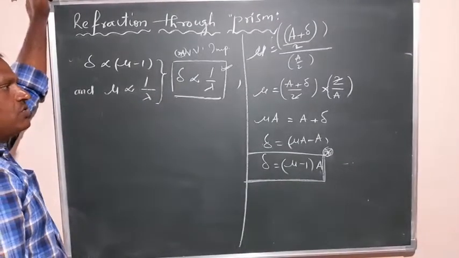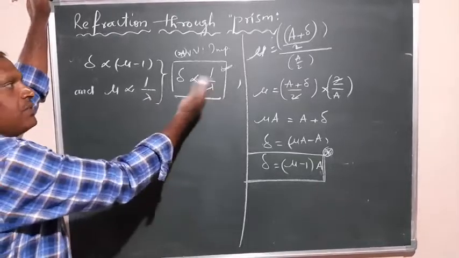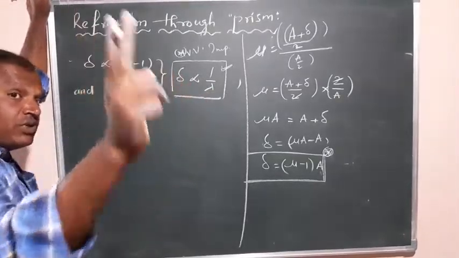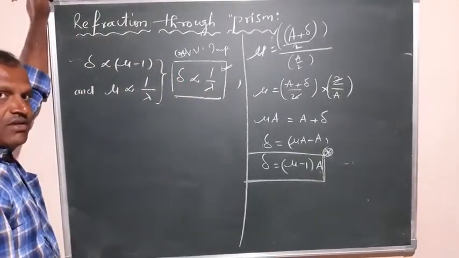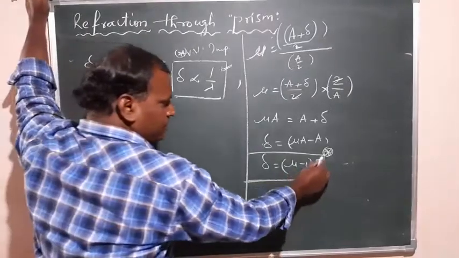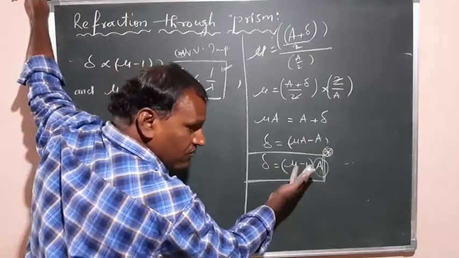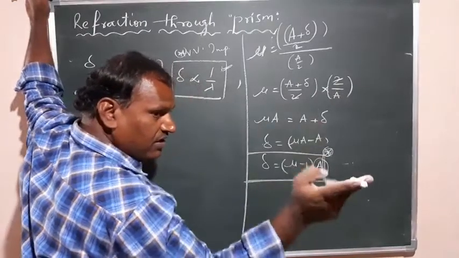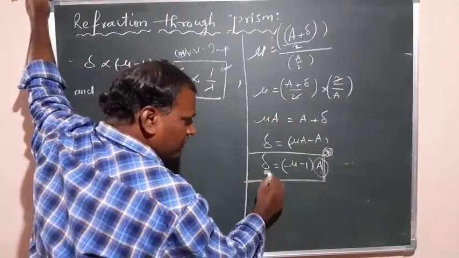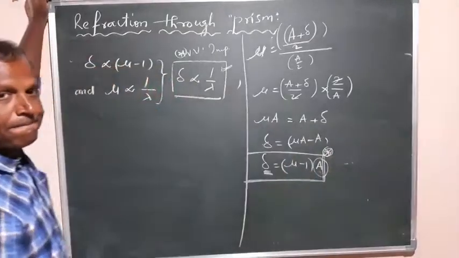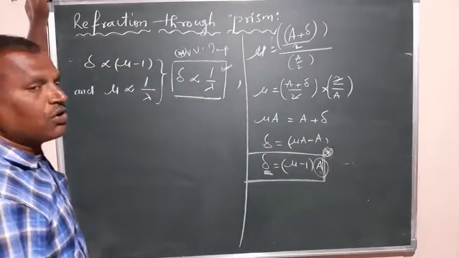Different wavelengths of light make different deviations, even though the prism is the same. There is no change in the angle of the prism. A is the same because the prism is the same. But which one is changing? The refractive index changes for different colors, and because of that you get different deviations, right? So you have to remember that.